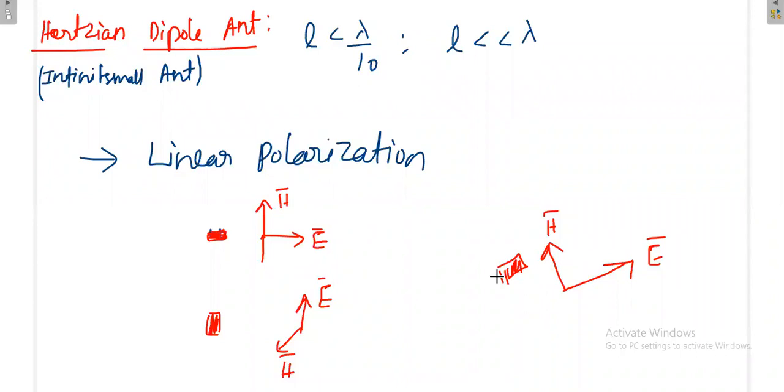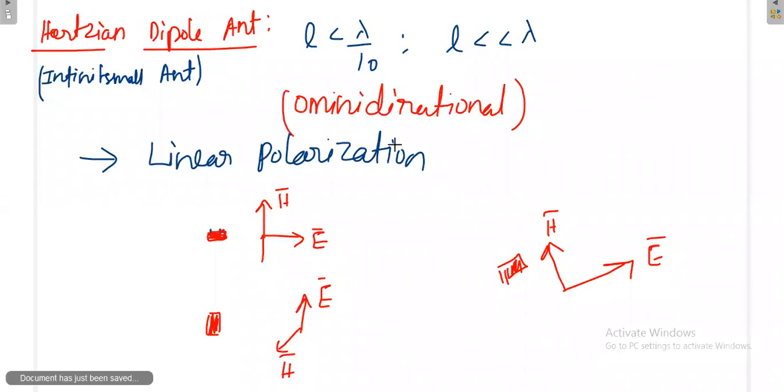And one more thing, what is the radiation pattern of the antenna? Generally the radiation pattern of the infinitesimal dipole or Hertzian dipole is always omnidirectional. Finally we'll ensure whether that is following omnidirectional or not. What is an omnidirectional radiation pattern?